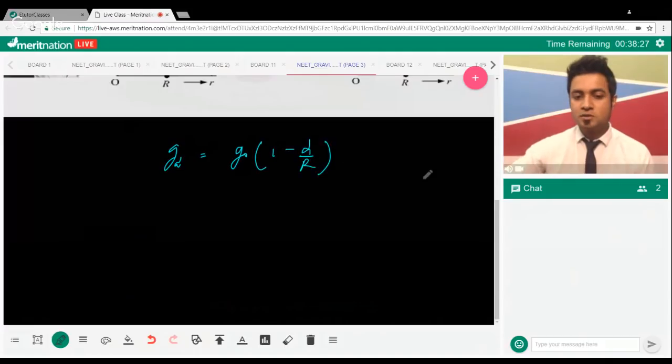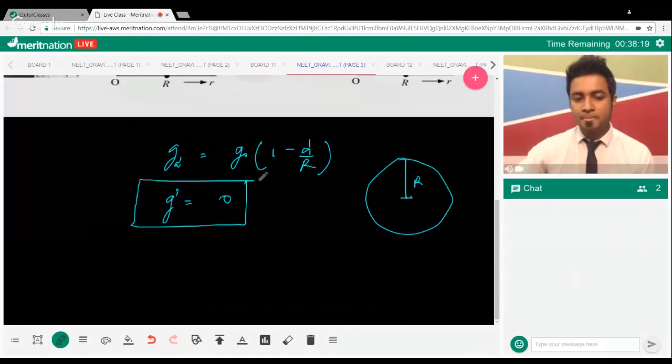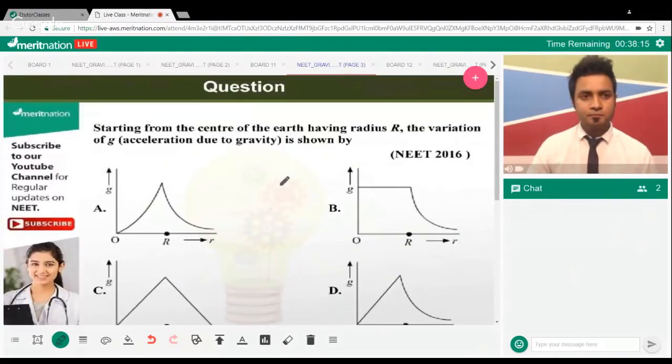So if you are at the center of the earth, d will become r. So gravity at that point will become zero. Everybody knows about it, right? But we need to figure out which one of the graphs is correct here.